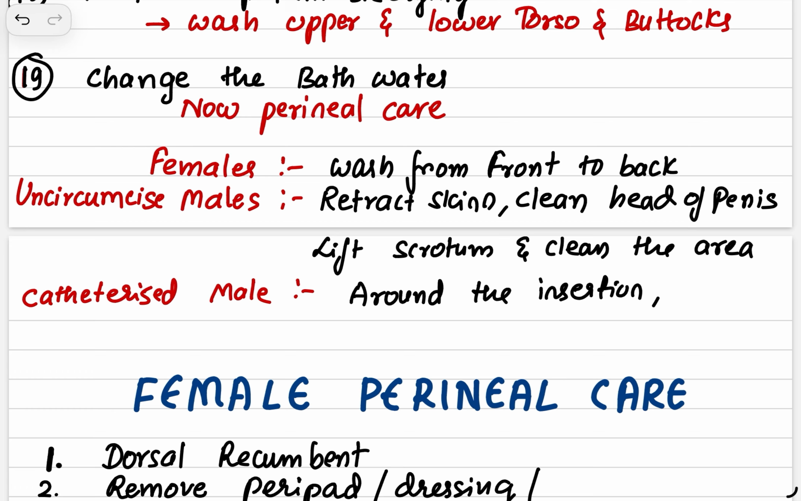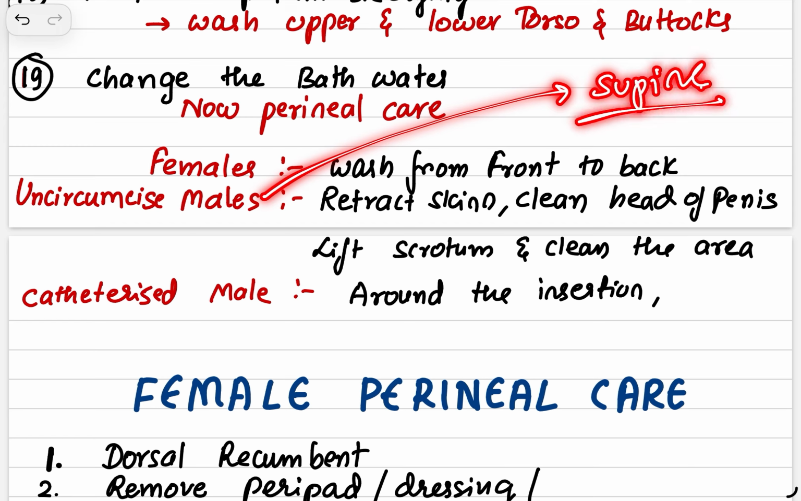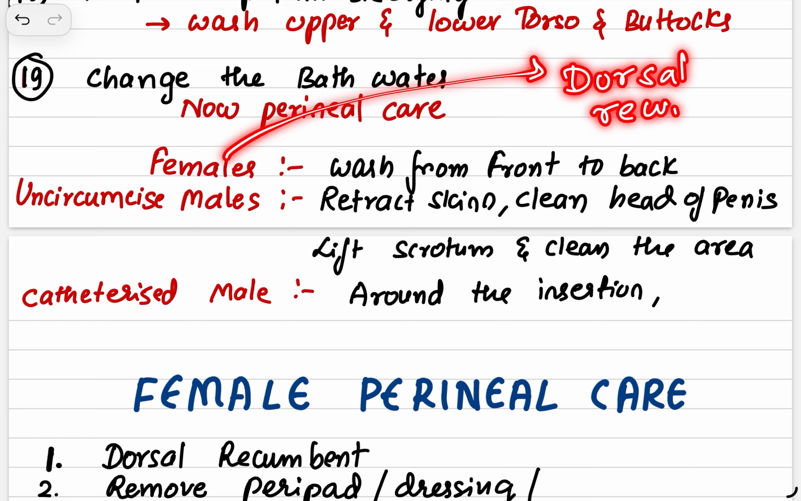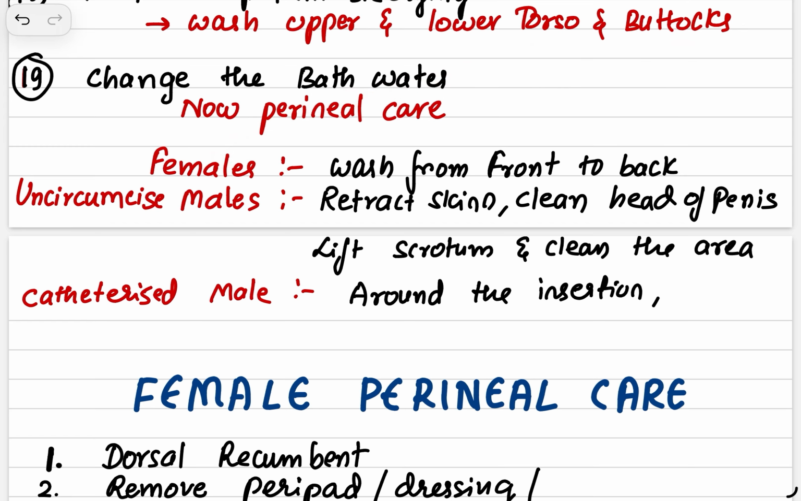For the males, very important, the position is supine. For the females, it is very importantly dorsal recumbent. Sir, what is the difference between supine and dorsal recumbent? Nothing much. Supine is lying on the back without flexing the knees, right? But in dorsal recumbent, you are lying on the back and flexing the knees. This is called dorsal recumbent.